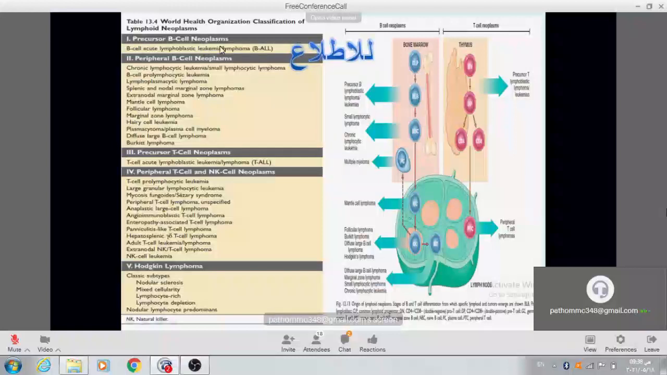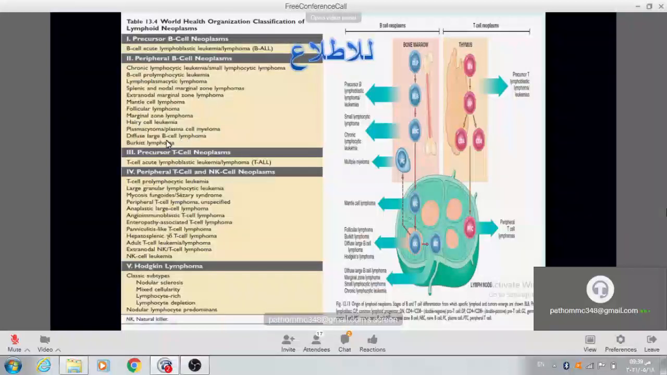Why do we call it leukemia versus lymphoma? Because this disease could present as a leukemic picture when it involves the bone marrow and the peripheral blood. It could also present as a lymphoma picture when it mainly involves the lymph nodes. So it is called leukemia/lymphoma, B-ALL. Okay, we have peripheral B-cell neoplasms, many types and a long list of tumors.